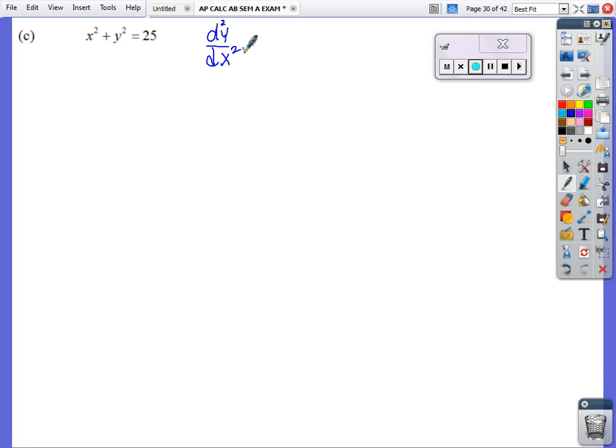So to start off, my first term would be 2x. My second term would be 2y dy dx. Remember, we're taking the derivative with respect to x. So any term that has a variable that's not x, I'm going to have a differential. On the other side of the equals, the derivative of a constant is 0.